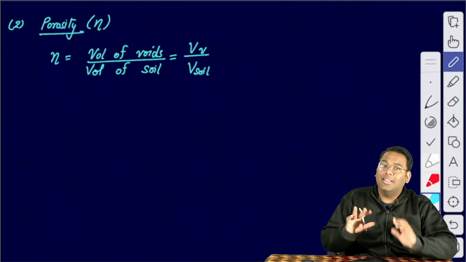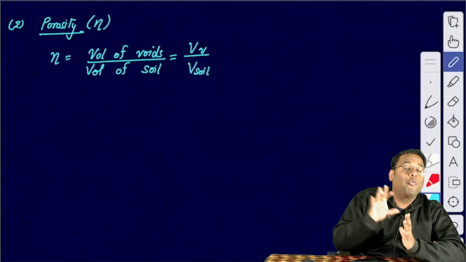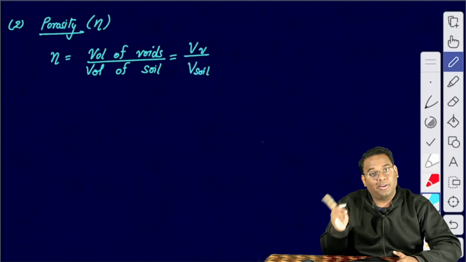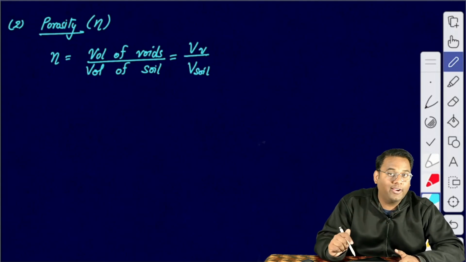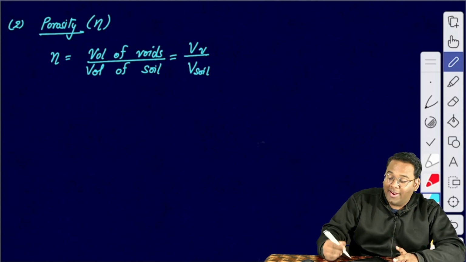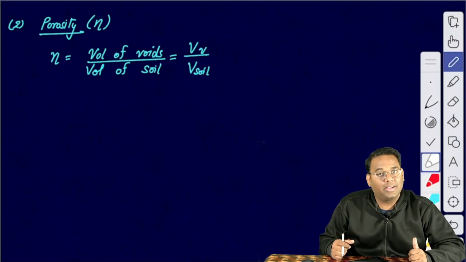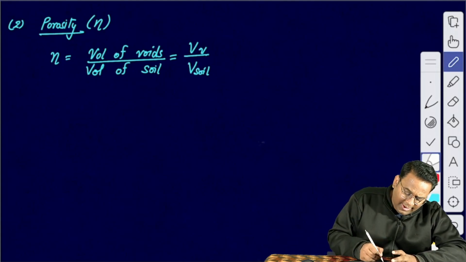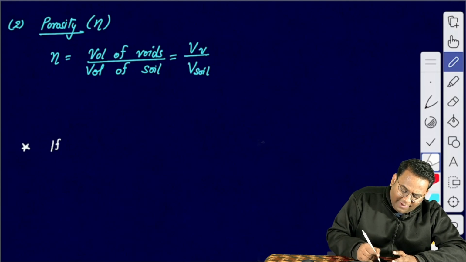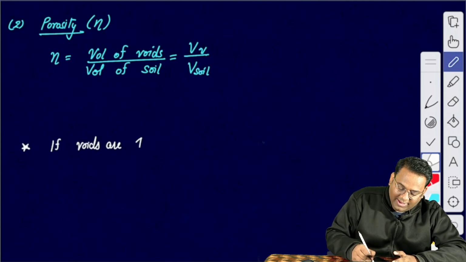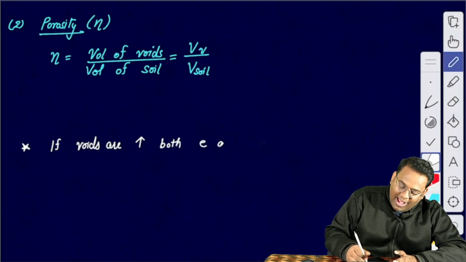Fine. So again, this is also representing the voids, and the void ratio was also representing the voids. That means if the voids increase, both e and eta will increase. Yes or no? So we can here write that if voids are increased, both e and eta will increase.